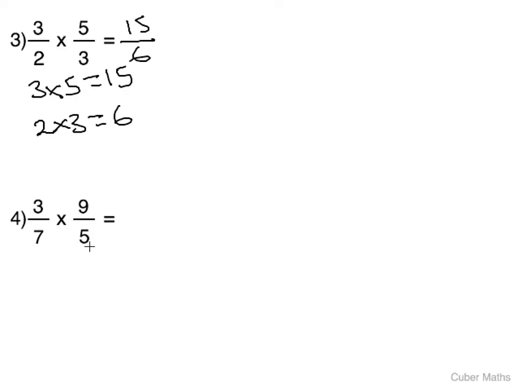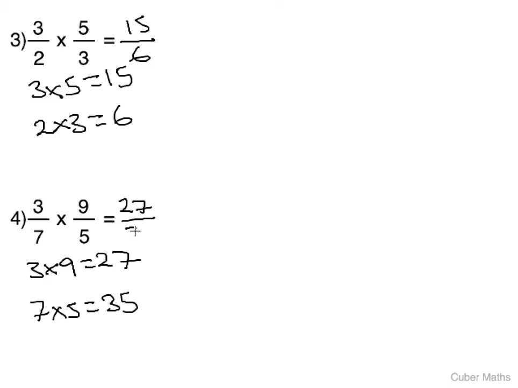Now here if we look at our fourth equation, we've got 3 over 7 times by 9 over 5, and it's exactly the same. If we take the numerators to begin, we've got 3 times by 9, which gives us 27. If we look at our denominators, we've got 7 times by 5, which gives us 35. So now if we write that on the right hand side of our equal sign, we've got 27 over 35.